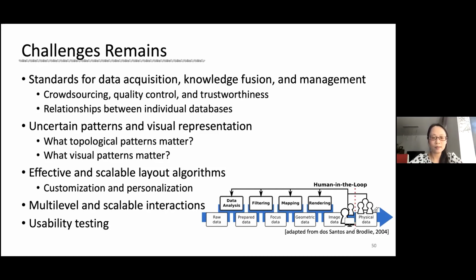And also finding these kinds of patterns embedded in the network is still a very challenging task. For example, what topological patterns matter? Do they have biological meaning? And what visual patterns matter, for example? And we are still lacking effective and scalable layout algorithms. And hopefully in the future, we can also have multi-level and scalable interaction, not just simple pan and zooming approaches. And even so, it is difficult to have usability testing at large network scale.